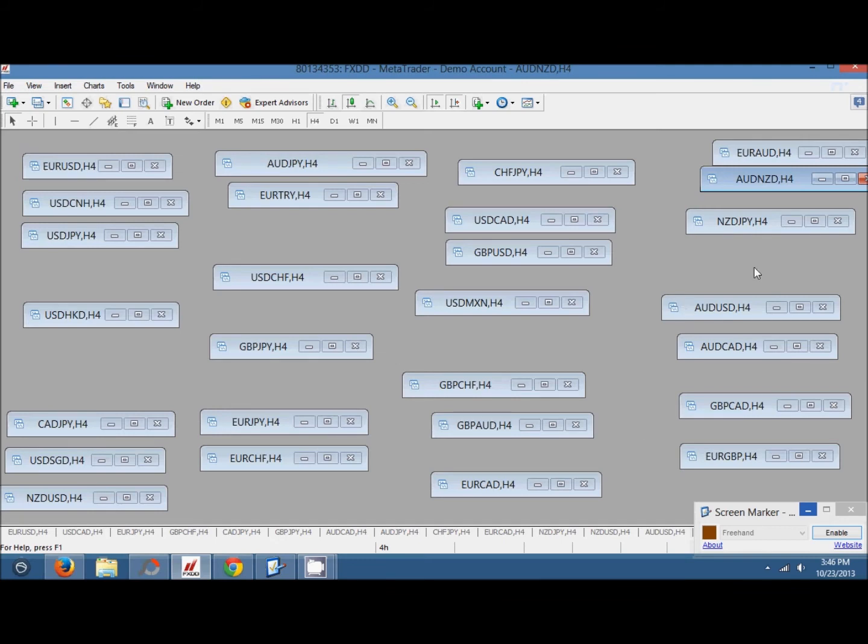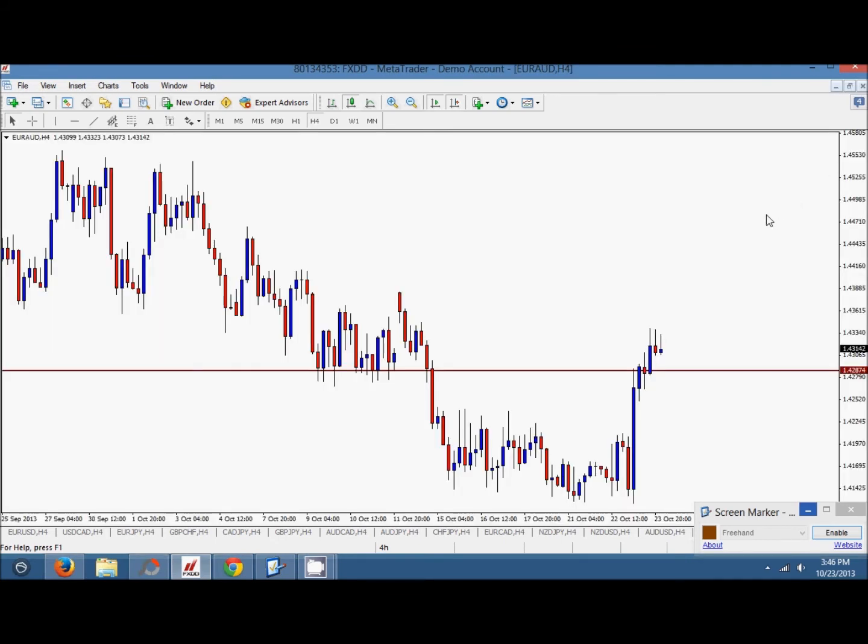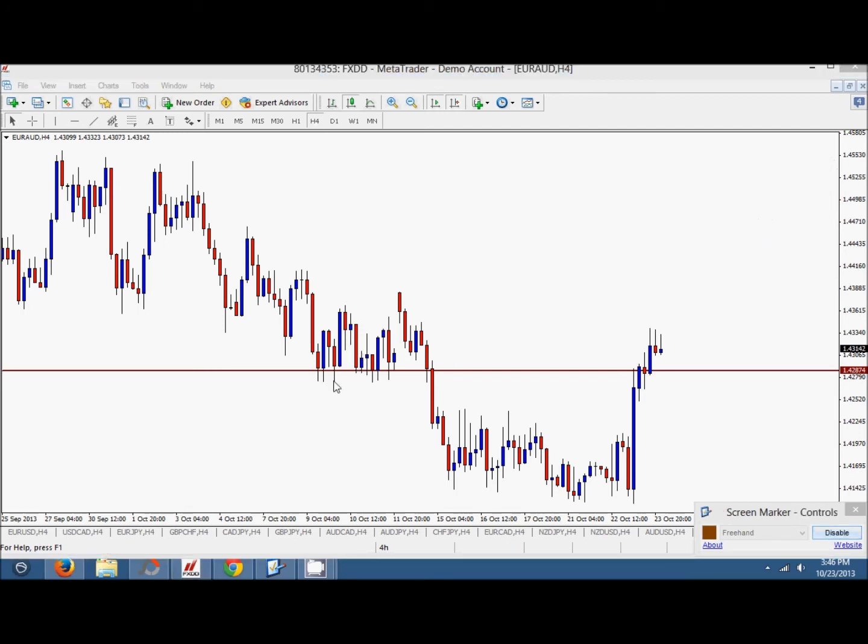The next chart we're looking at is the Euro Australian dollar 4-hour chart. Now, as you can see, I have marked a strong support and resistance zone on the chart right here. This is a very, very strong support zone for all these bars. It's been tested 1, 2, 3, 4, 5, 6, 7, 8, over 10 times right here. So you probably get the idea. This is a very strong and well-respected support zone.